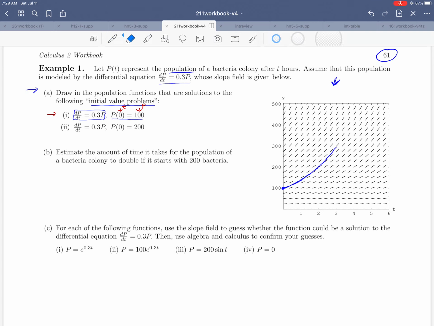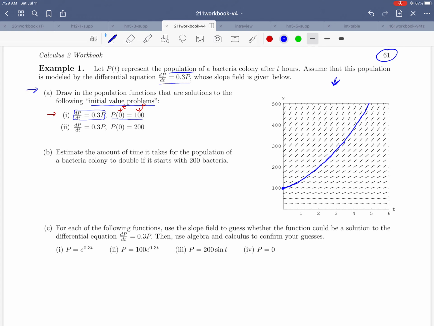Okay, and I see I'm not doing a very good job here, so let me try again. Okay, and just do the best that you can. We're just trying to match the slopes as best as we work our way through the field. So maybe something like that.